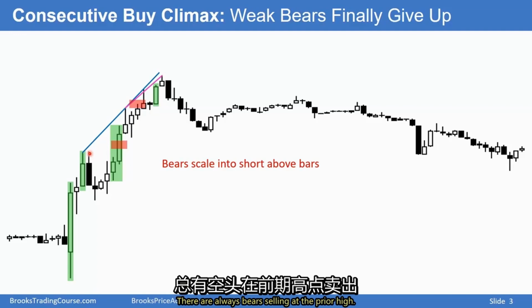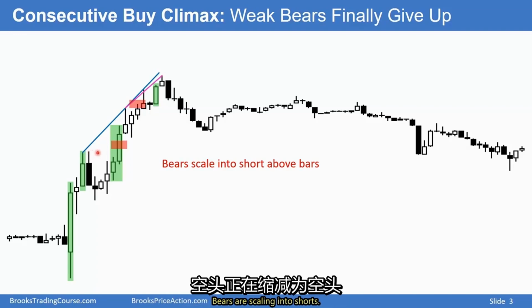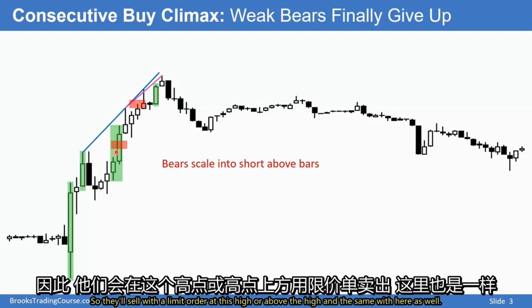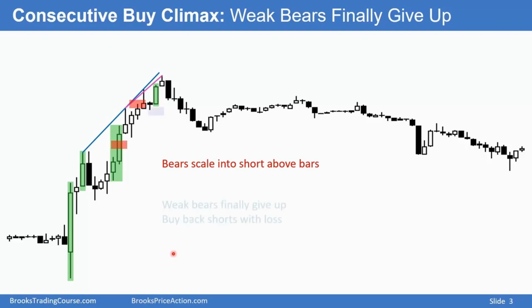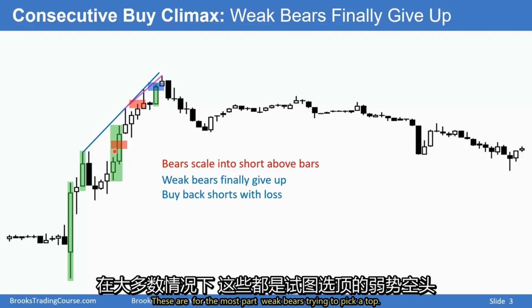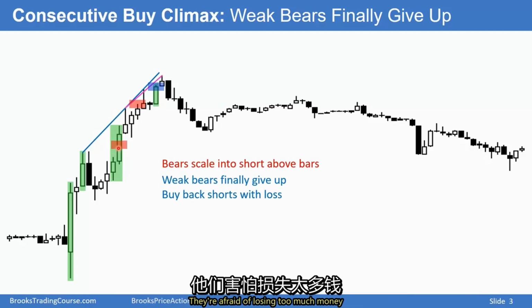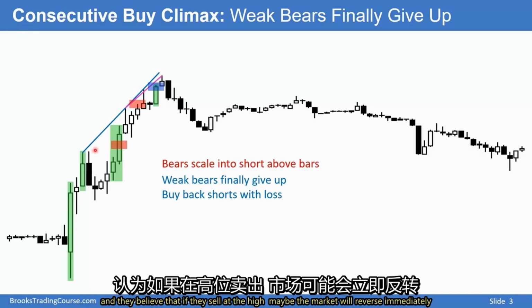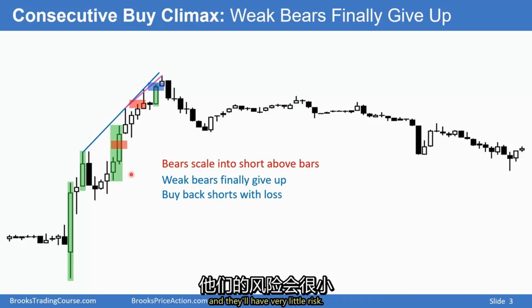There are always bears selling at the prior high. Bears are scaling into shorts. So they'll sell with a limit order at this high or above the high, and the same with here as well. These are, for the most part, weak bears trying to pick a top. They're afraid of losing too much money, and they believe that if they sell at the high, maybe the market will reverse immediately and they'll have very little risk.